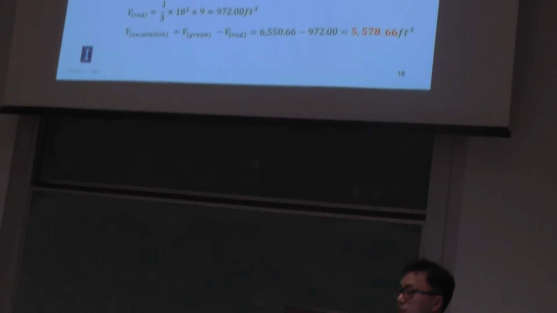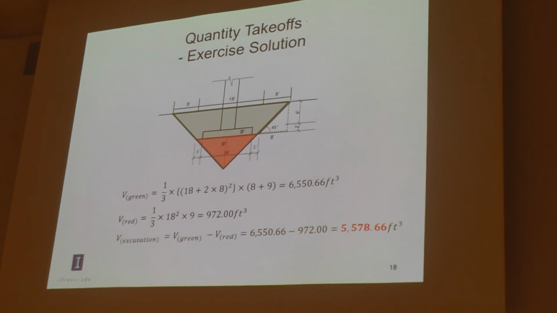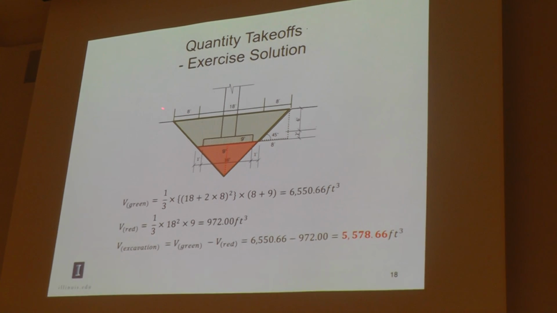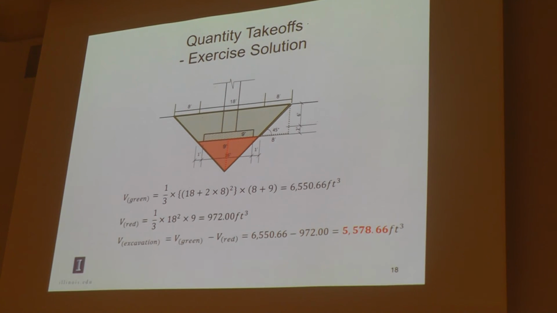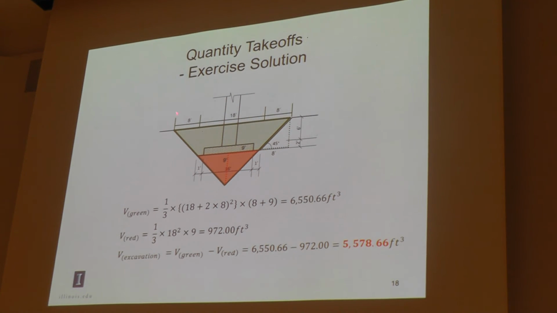For the excavation, we can consider it as a volume of pyramid. For example, this green pyramid, and you need to consider it as a 3D. So this is a green pyramid, the volume, and this is a red pyramid, right? The volume we need to excavate is the volume of the green pyramid minus the volume of the red pyramid.